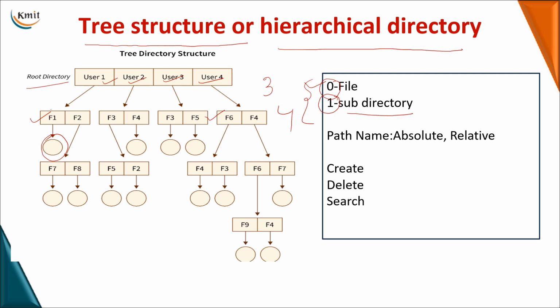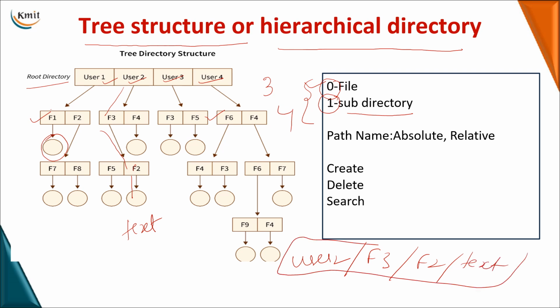And when you want to reach a particular file, you have to start your path. For example, here my file name is text. Now, if I want to reach this particular file, from where do I need to start? Go to your folder F3, go from user, go to F3, F3 to F2, and finally to this particular file. So when you mention it like this, user2 slash F3 slash F2, and then you specify the name of the file, you call this a path.